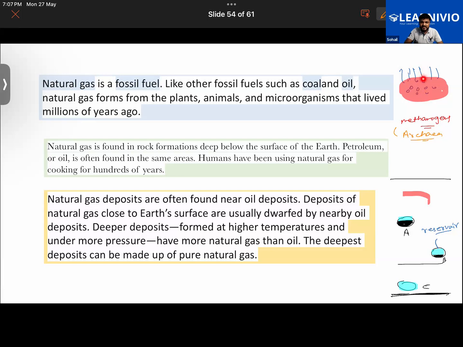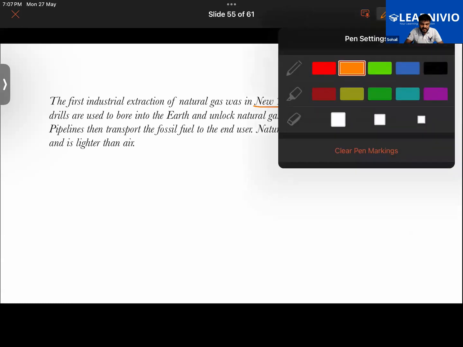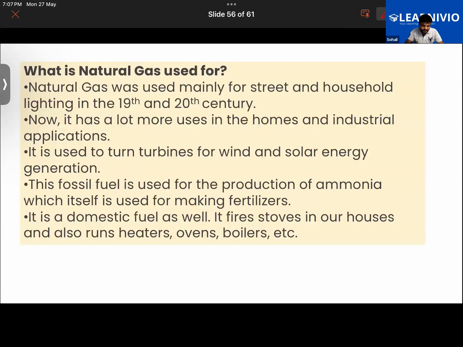So they also help in the decomposition and they would be releasing gases. So where will those gases go? Since it is lighter in density, it will escape from it and accumulate above it. Hope you are getting it. Another thing is that natural gas is invisible, has no odor, and is lighter than air. Keep that thing also in mind.